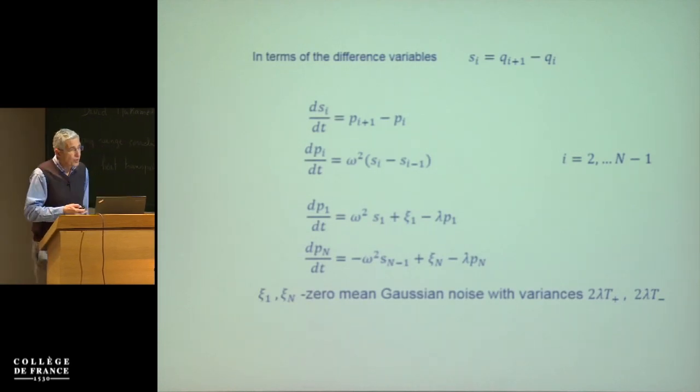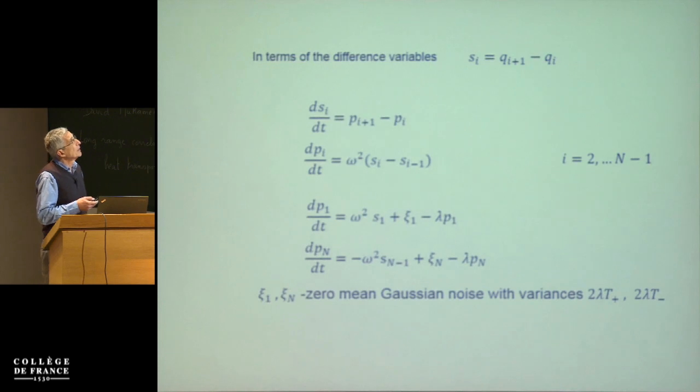So I want to get a little bit into this model. The way to do it is to look at the variable sigma_i, which is just the difference between the q's, the variables of the two sides. And in terms of these sigma_i, the time derivative of sigma_i is written this way. The p_i are written in terms of the sigma's, and the equations for the two boundary variables, p_1 and p_n, are written in this way.